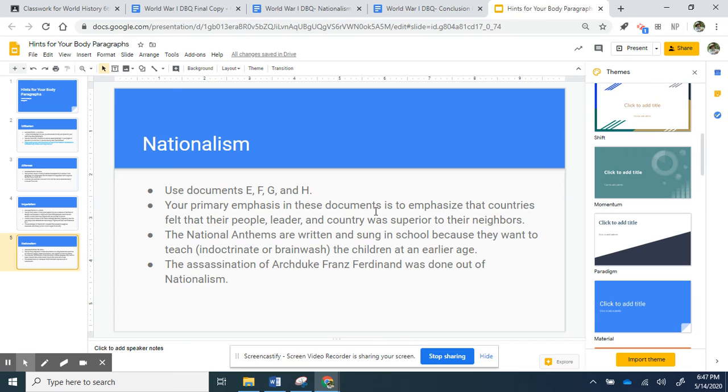Patriotism is pride in your country. Nationalism is extreme pride in your country to the point where you believe that it is your God-given right that you can conquer others. You can expand your land. This is a huge issue in World War I and World War II. The spark that starts the war, the assassination of Archduke Franz Ferdinand, was done out of nationalism. The ethnic minority believed that they were superior people and they belonged in charge.